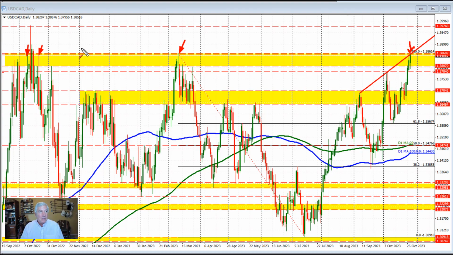If we break above it, it's going to open the door, and there's really not a lot of resistance here. You can say that we can go up to this high right here, or we can go ultimately, of course, to this high right here, 139.75-ish type area. Those would be targets on the top side here. But it really opens the door for further upside if we get through this 138.60 level.